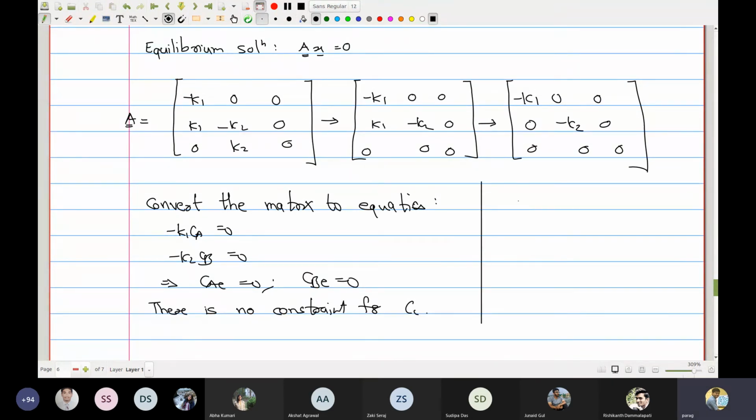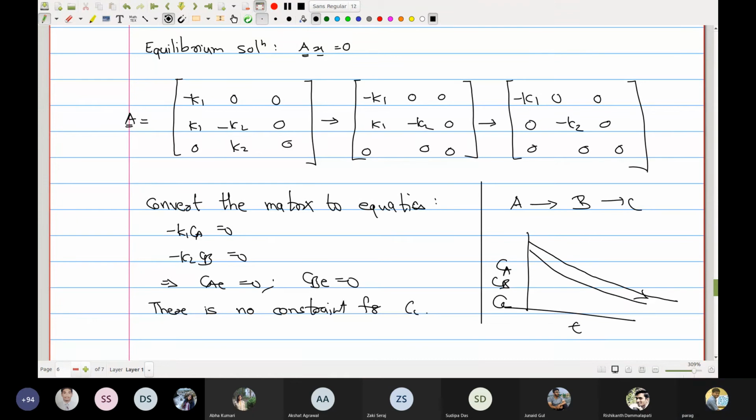You have a system in which A is going to B, which is going to C. By solving AX = 0, what you found is that CA = 0 is the equilibrium solution, and CB = 0 is an equilibrium solution. This means that as time progresses, it doesn't matter what amount of CA or CB you take in your system, it doesn't matter what CA0 and CB0 are, they will eventually go to 0.